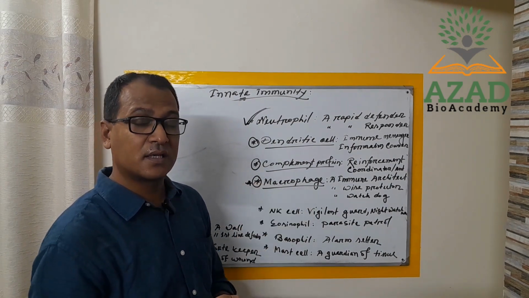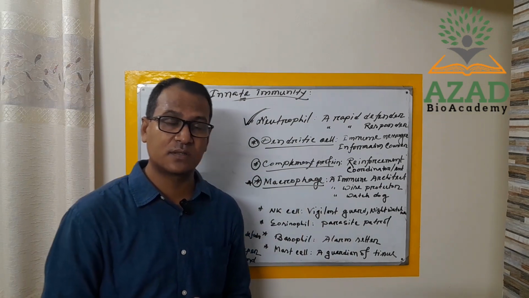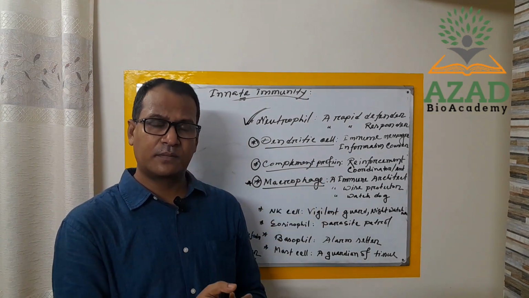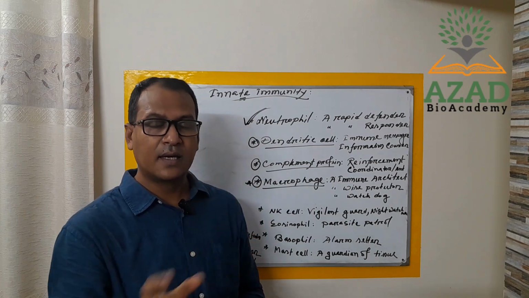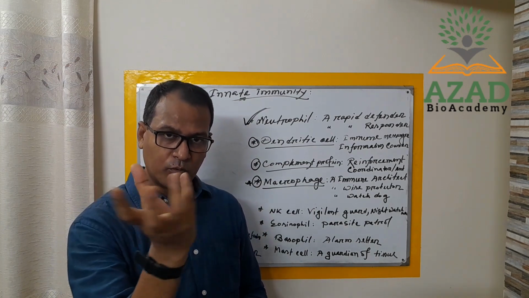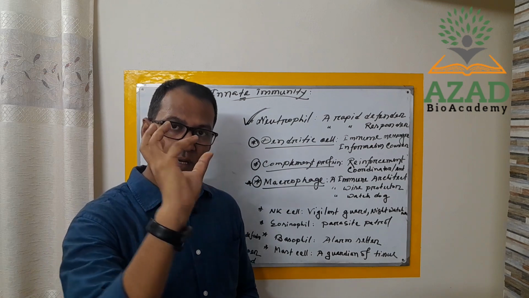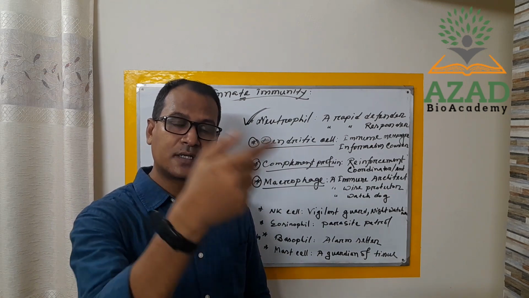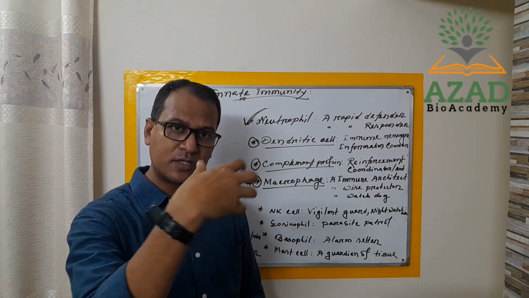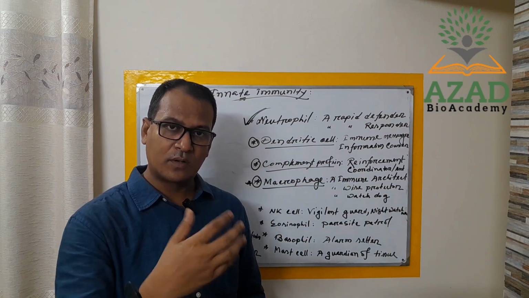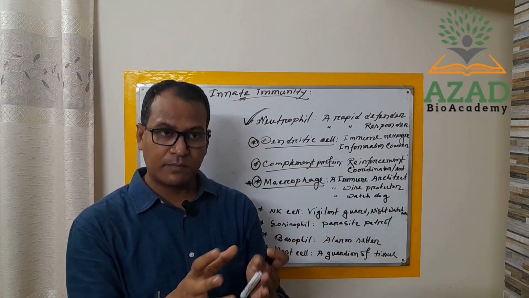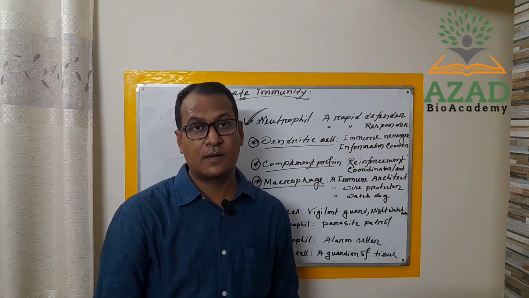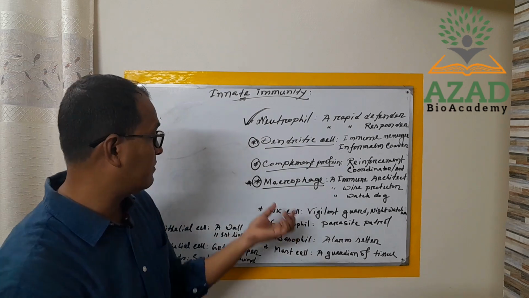And the macrophage has a vital role. Macrophage can actually make a blueprint of the immunosystem, of the innate immunosystem. How it will stay, or how it will make a plan to attack. Such types of things can be arranged by the macrophage.